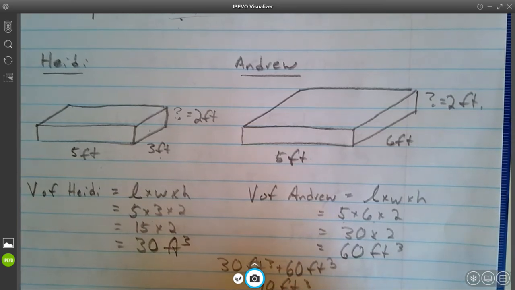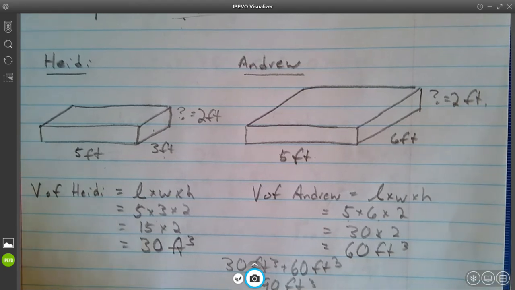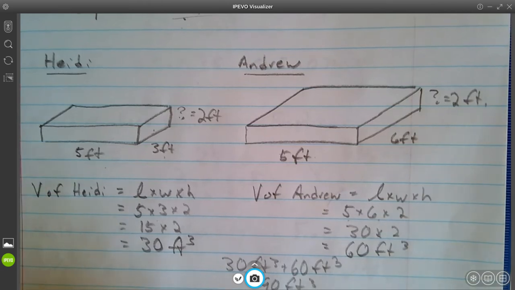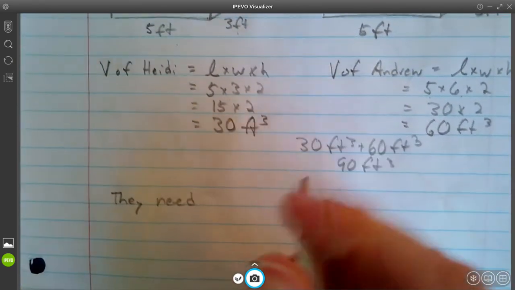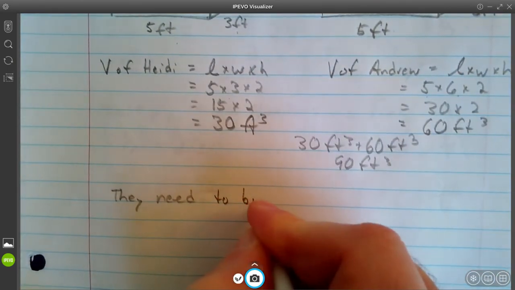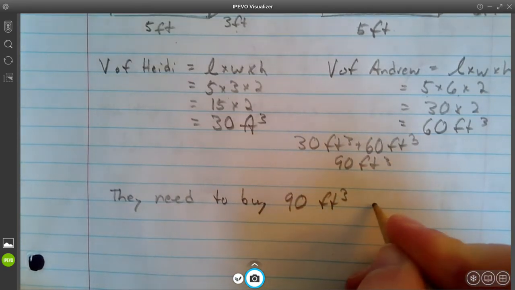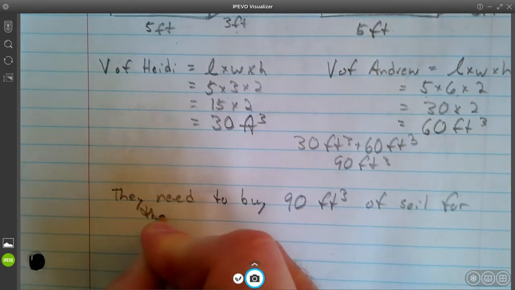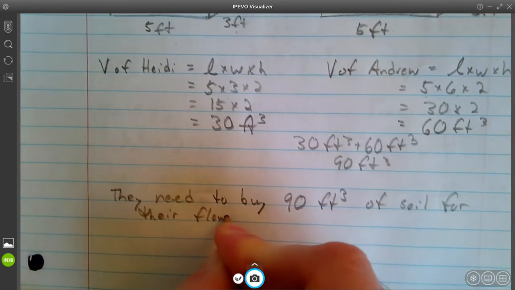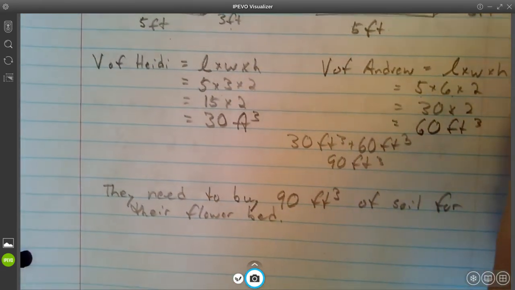So the final answer would just be, they need to buy, whoops, definitely can't see that. They need to buy 90 cubic feet of soil. Their flower bed. All right, so there's our application problem.